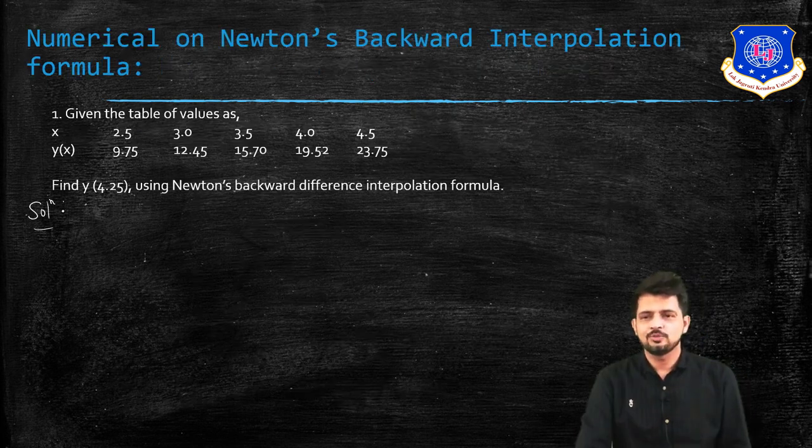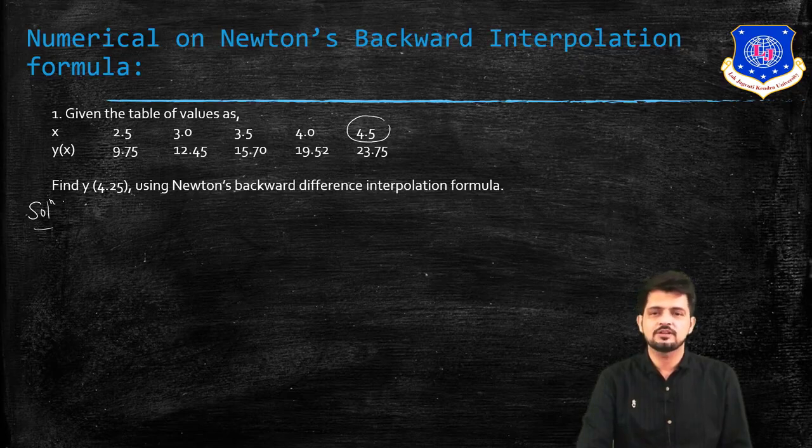This is the given numerical. The tabulated values of x are given as 2.5, 3, 3.5, 4 and 4.5, and the respective values of y are also given, and we have to find the value of y at 4.25. See, 4.25 is near the ending value, so we have to apply Newton's backward interpolation formula.